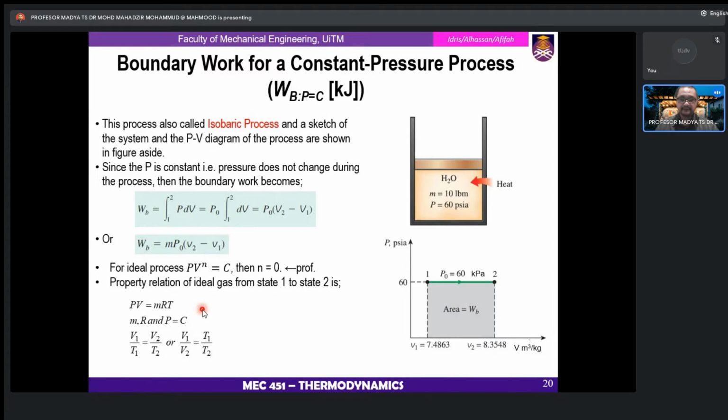When we use the ideal gas equation, PV equals mRT, we can simplify this equation to P1 V1 over T1 equals P2 V2 over T2. That is for the isobaric process.